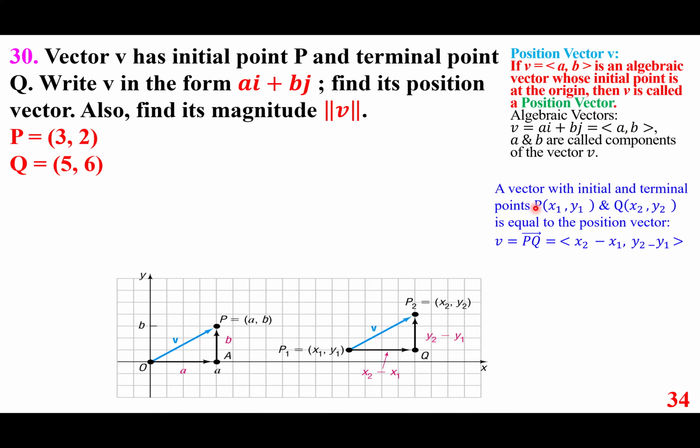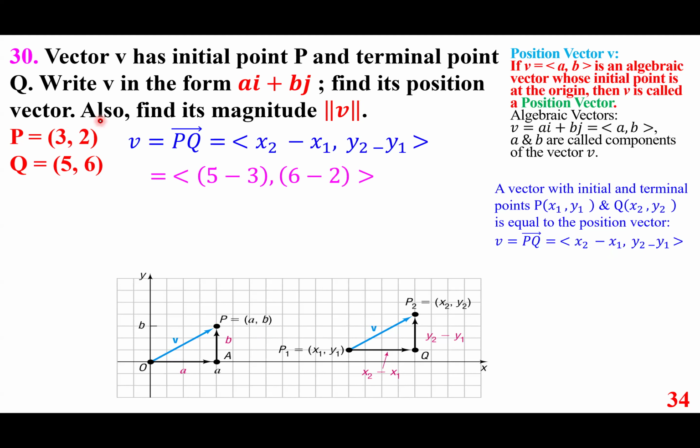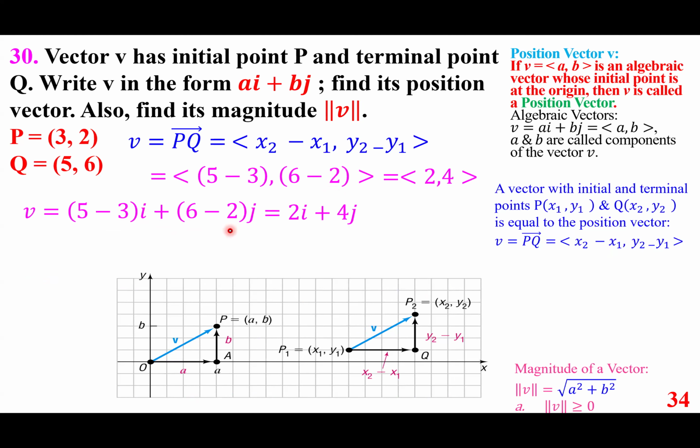So if you happen to have those coordinates, then you write x sub 2 minus x sub 1, y sub 2 minus y sub 1. So in this case, you are going to write 5 minus 3, 6 minus 2. And obviously you get 2 and 4. Or you can write it as 5 minus 3 i plus 6 minus 2 j, and you get 2i plus 4j. It makes no difference.